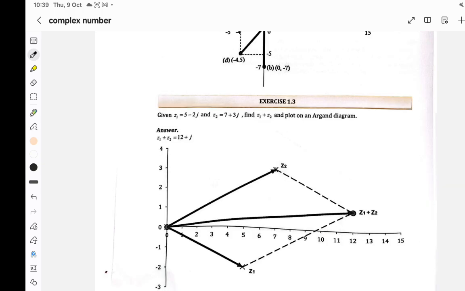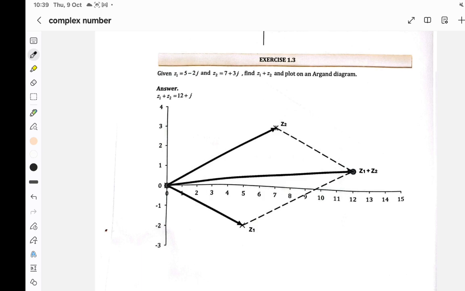Now let's see what happens when we add two complex numbers on the Argand diagram. Refer to exercise 1.3. For this case, they are adding z1, 5 minus 2j, and z2, 7 plus 3j. Adding these two will give you the answer of 12 plus 2j.